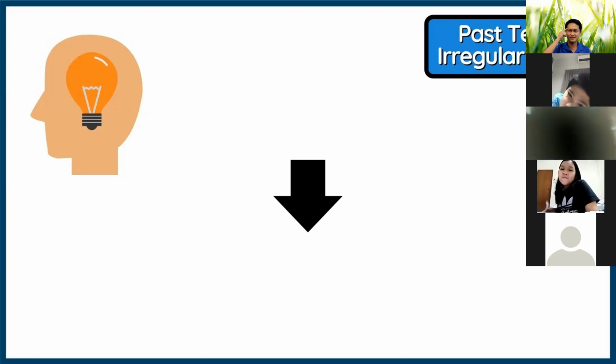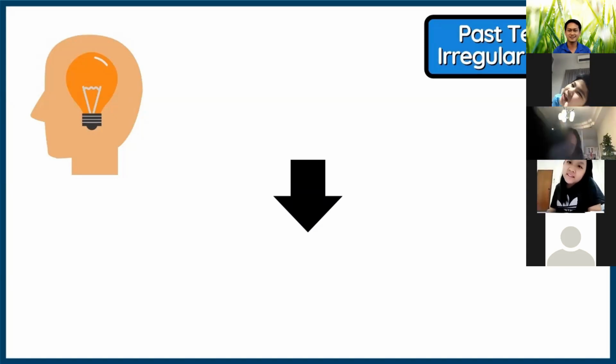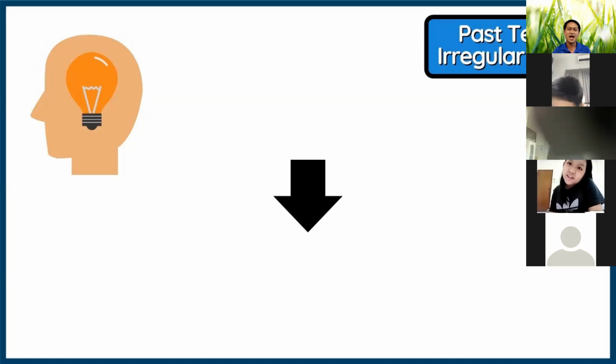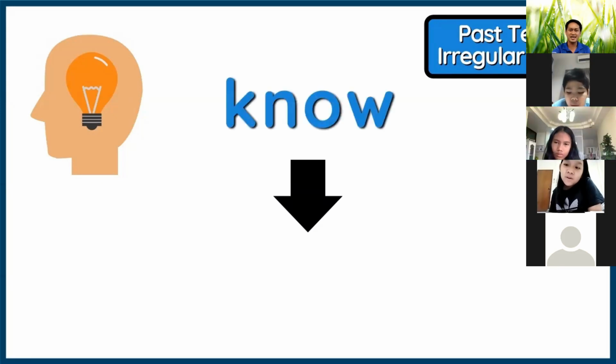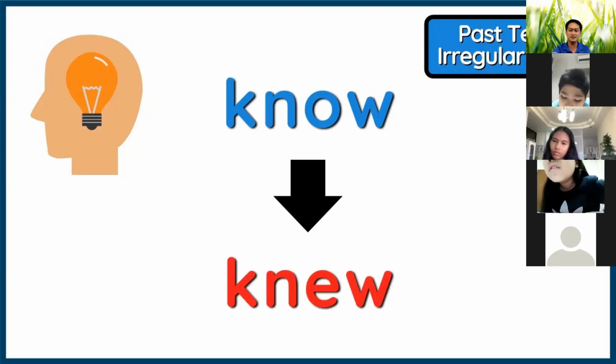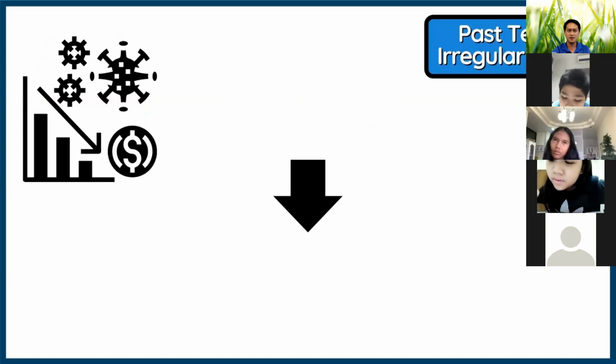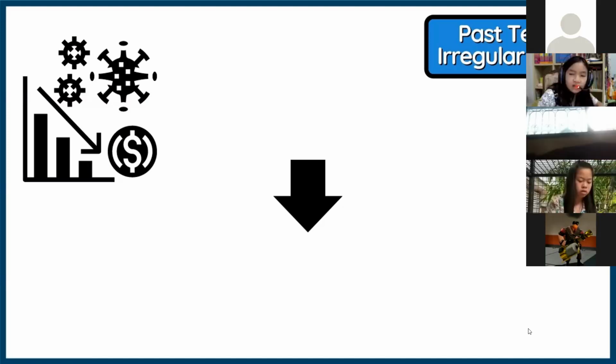After you think you're ready, spell it. K-N-O-W. Know. And what is the past tense for the verb know? Knew. K-N-E-W. Okay.